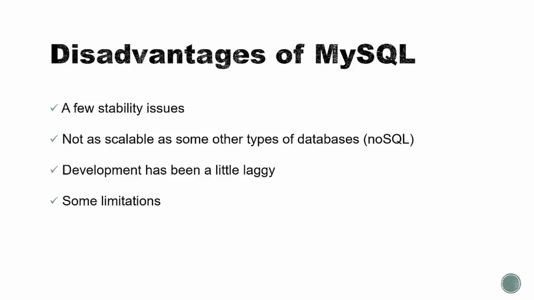The next one is scalability, and this isn't really unique to MySQL. It's relational databases in general. It can be kind of challenging to scale past a certain point. Some other types of databases like NoSQL are much easier to scale. Deployment has also been a bit laggy compared to other systems. This has been mostly since Oracle purchased it from Sun Microsystems. There's only been one major release in the past several years or so.